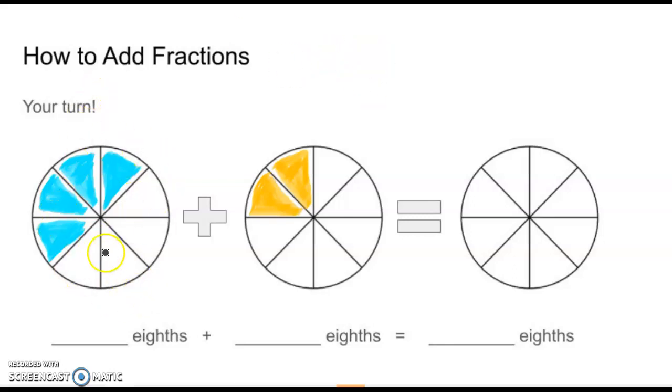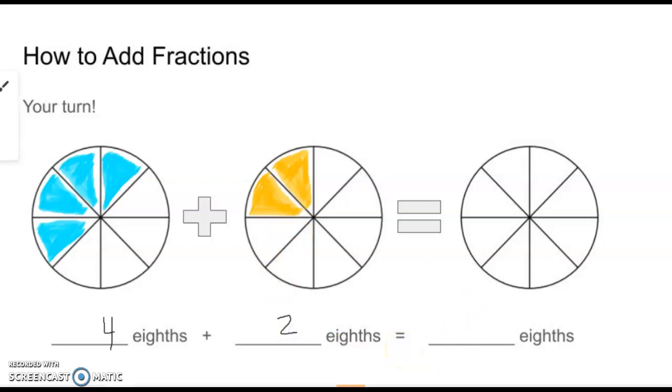All right, so now that you're back, let's go ahead and work out this problem. So here we have a circle and it's divided up into 8 equal parts, and 4 of those eighths are being counted. So we would write that as 4 eighths. Here we have the same thing, it's divided into eighths, and 2 of those eighths are being counted. So that would be 2 eighths.